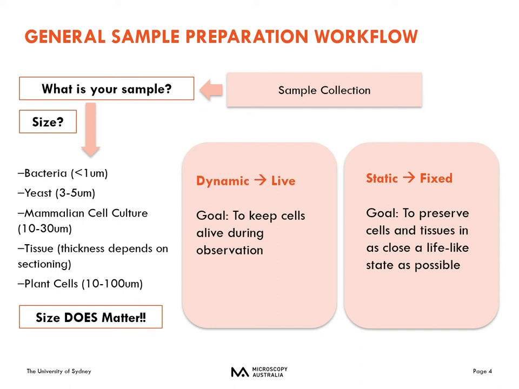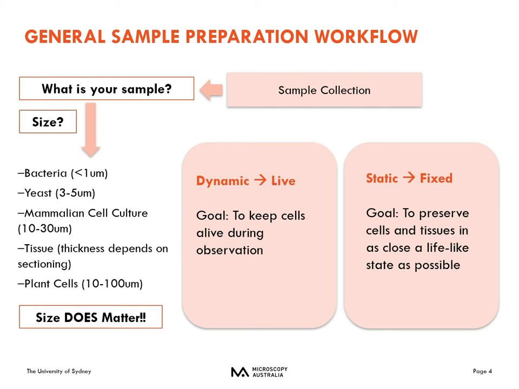Yeast cells are around 3 to 5 microns in diameter, but other fungi vary in size. Mammalian cell cultures range from 10 to 30 microns. Tissue samples depend on the way they were collected and the thickness from sectioning, so they can vary in size. Plant cells range between 10 to 100 microns and are usually rectangular in shape. So size does matter.